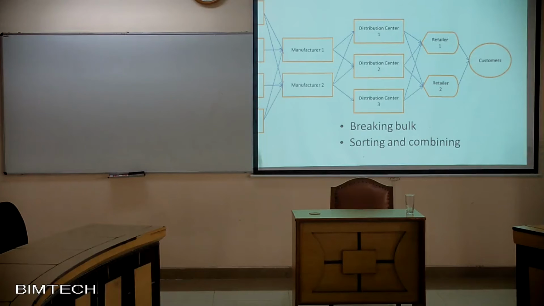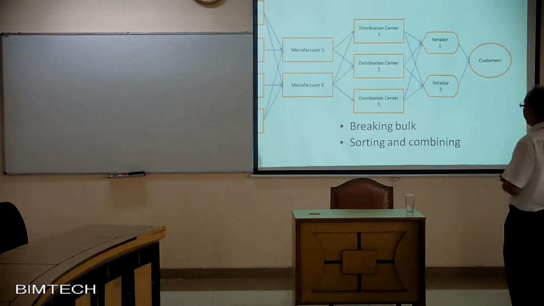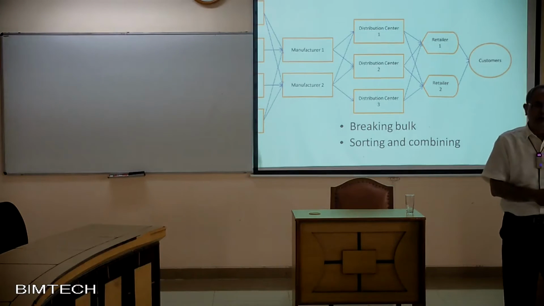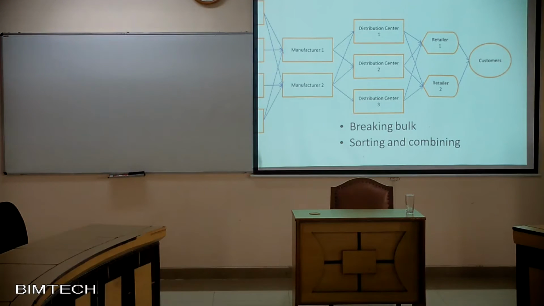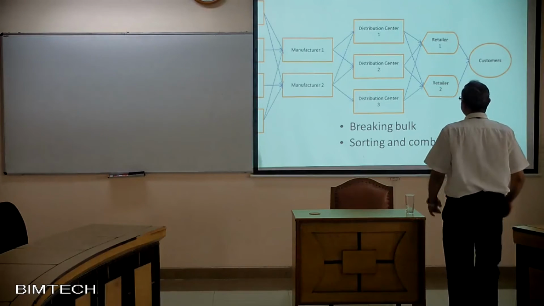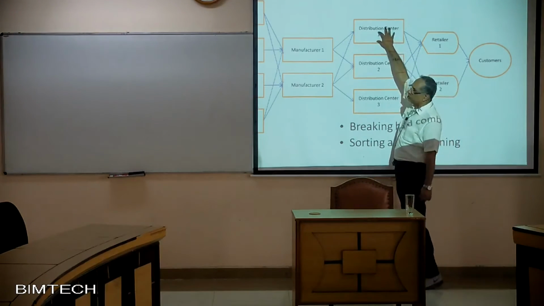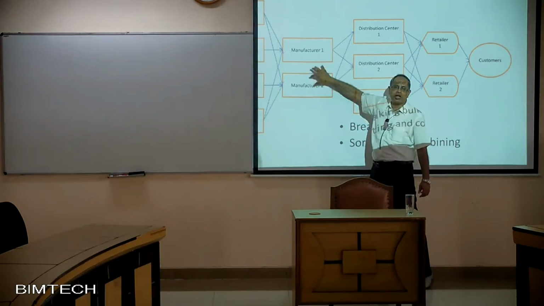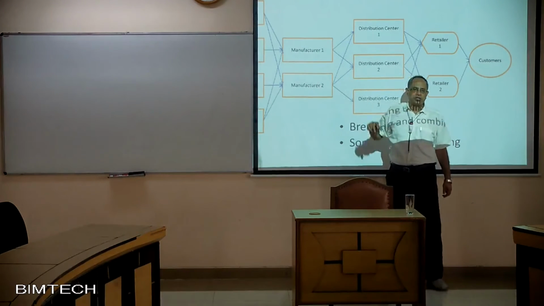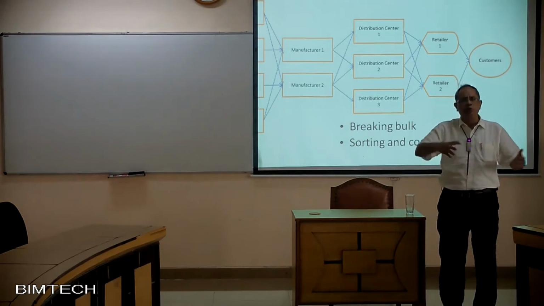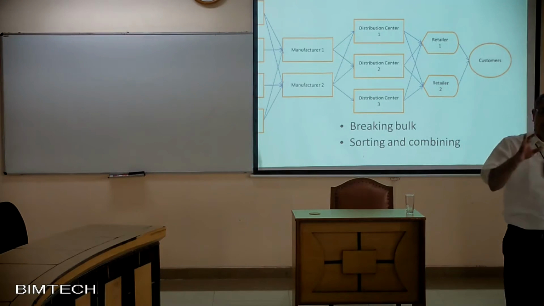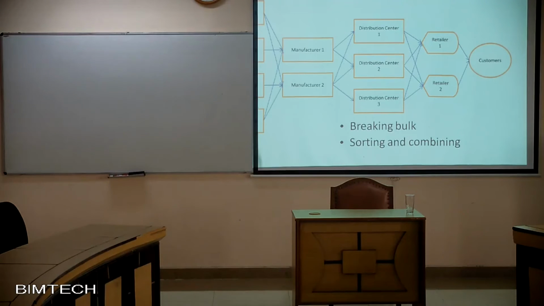There's something else happening at the DC which is equally important, and that is what we call sorting and combining. Now, what do we mean by sorting and combining? Imagine a particular distribution center, let us say distribution center 1. It is receiving products from manufacturer 1 and manufacturer 2. We have shown only 2 manufacturers, but there could be n different manufacturers supplying to a certain distribution center. And all of these supplies are coming in big bulk.